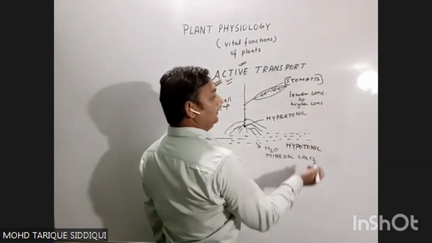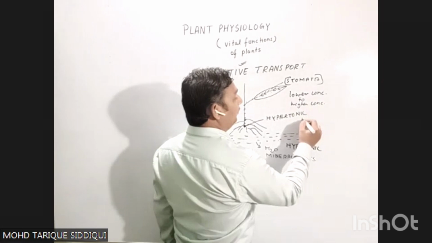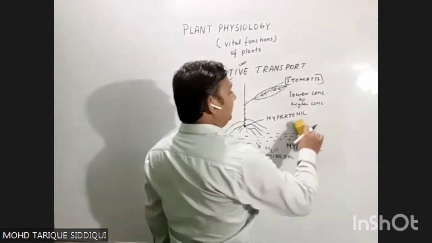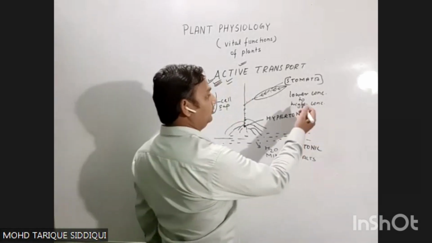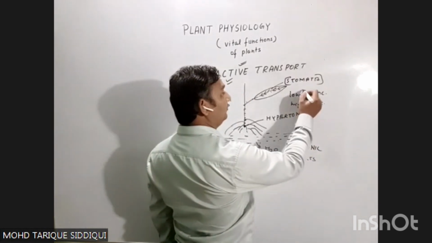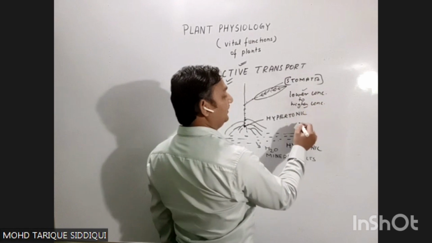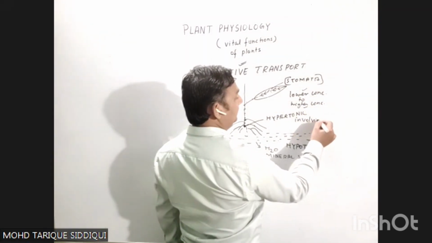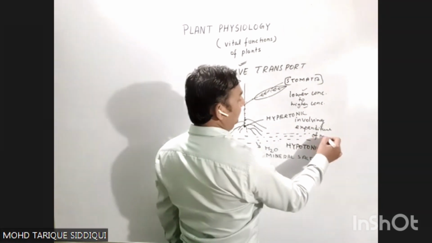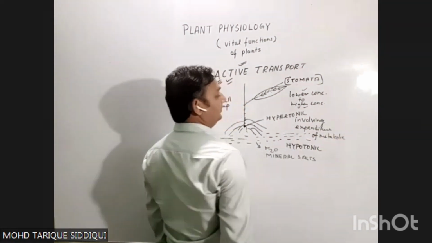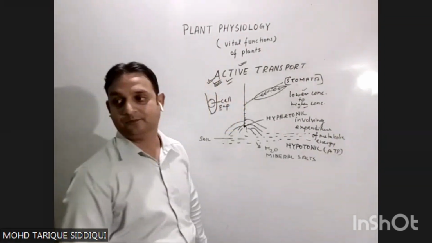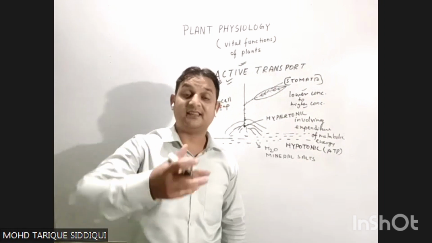Here you will get 0 if you are not writing it with the involvement of metabolic energy. So active transport is a process in which molecules or ions of any substance move from the region of lower concentration to the region of higher concentration involving the expenditure of metabolic energy, in bracket ATP. So this is the active transport against the concentration gradient.